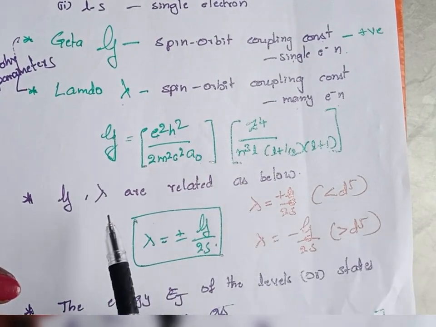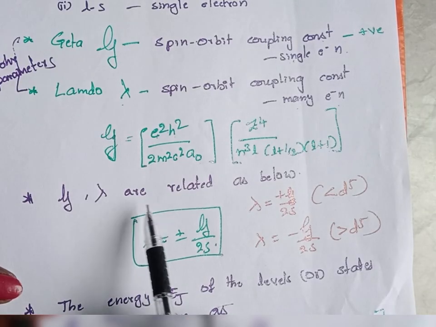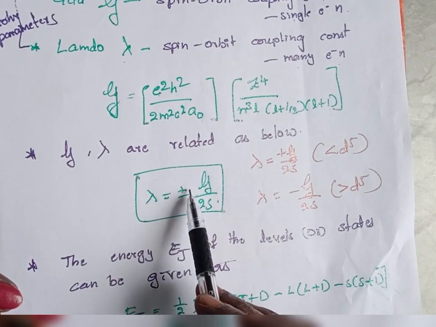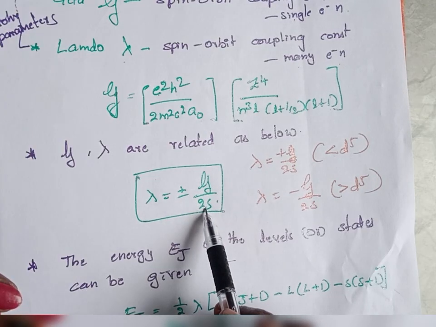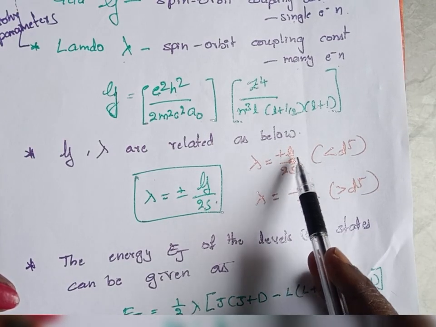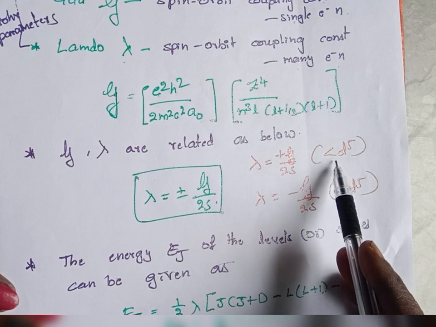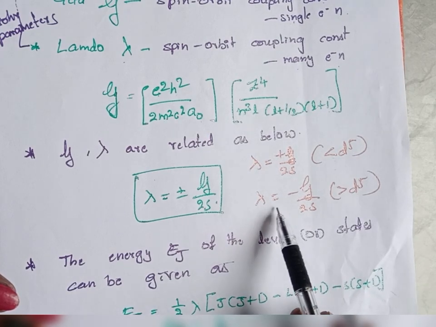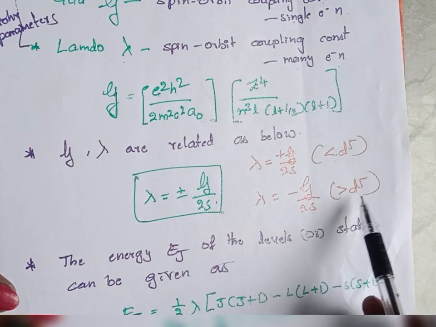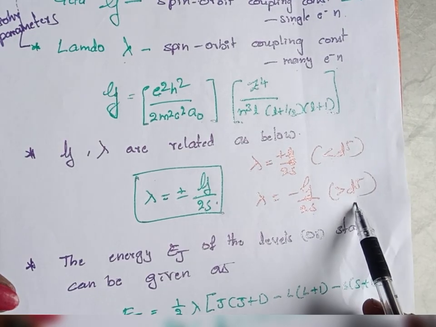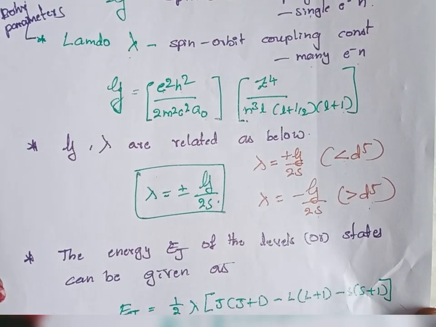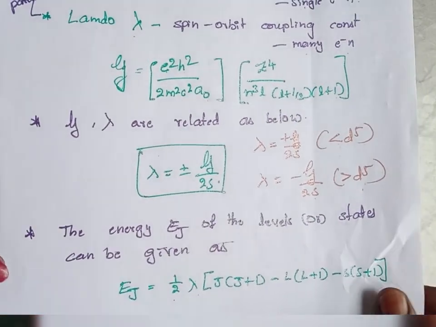And the Bohr's parameters zeta and lambda are related as below, where lambda equals plus or minus zeta by 2S. Lambda is plus zeta by 2S for less than half-filled configurations, and lambda is minus zeta by 2S for greater than half-filled configurations, that is, greater than d5 configurations.